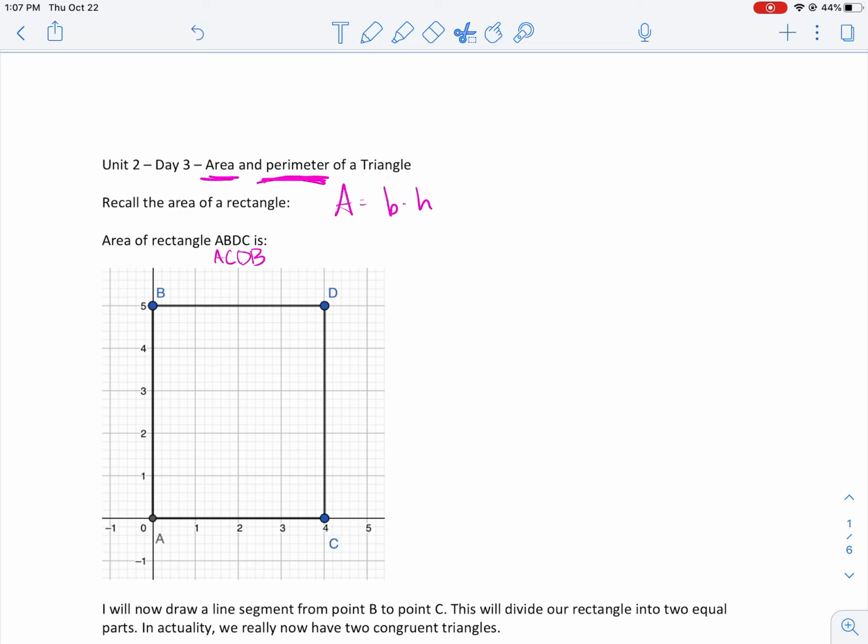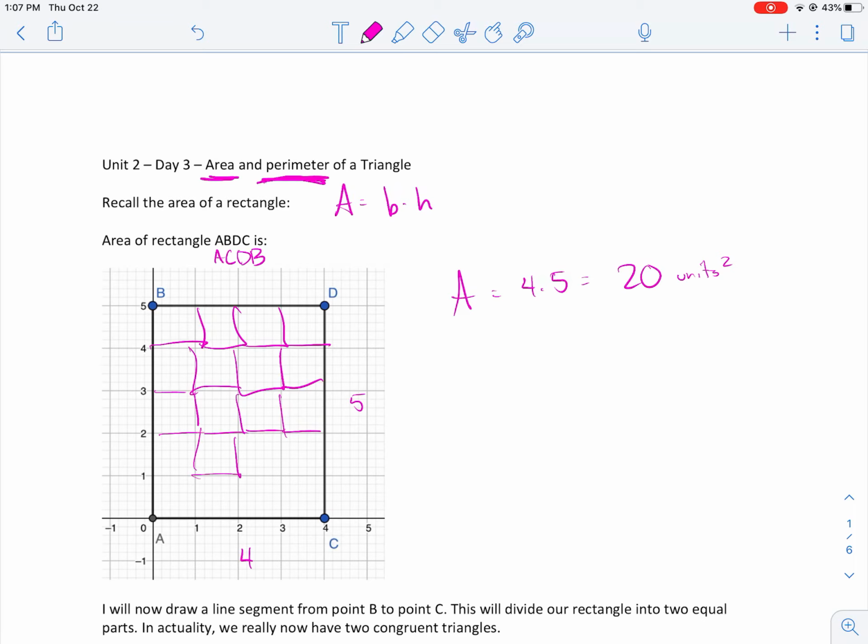Now this length over here is 4. This length over here is 5, and so the area of our rectangle is 4 times 5, which is 20 units squared. How many 1 by 1 boxes do we see in there? We see 20. So that's what it means to be units squared. We have 20 1 by 1 square units.